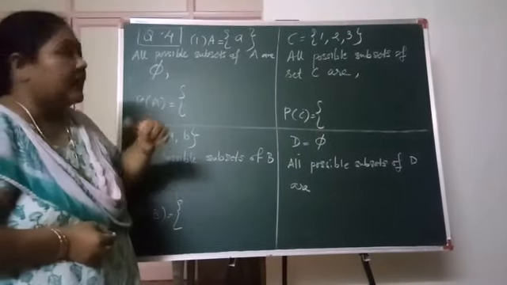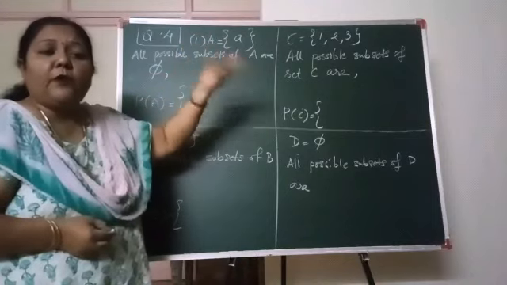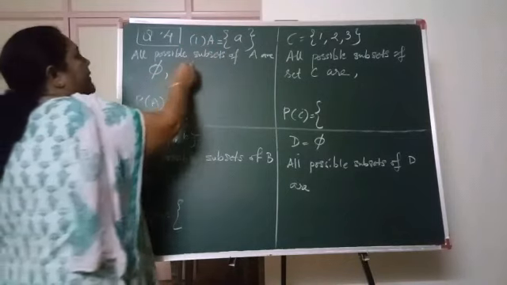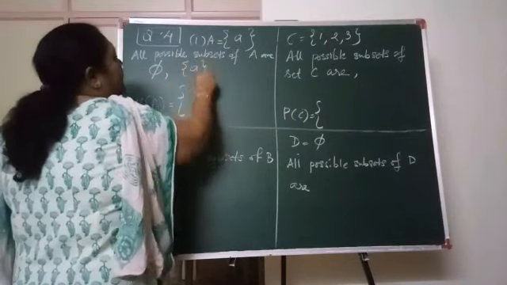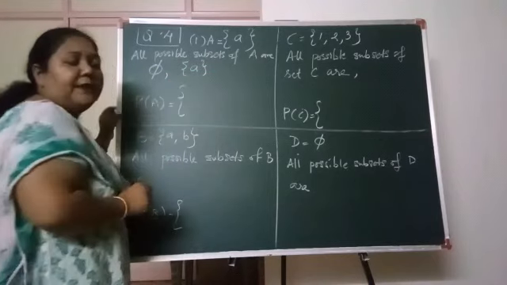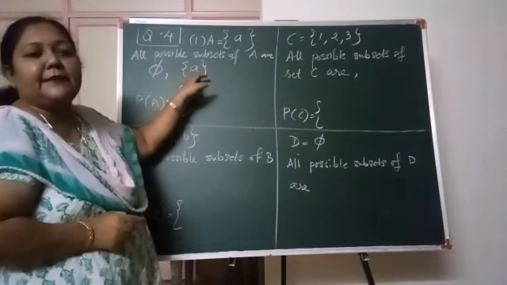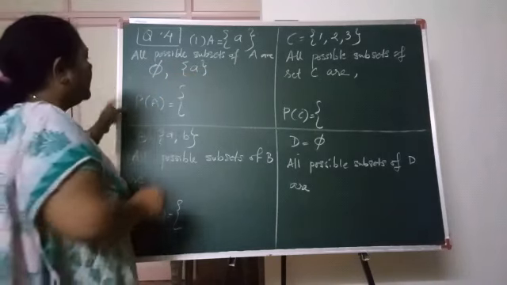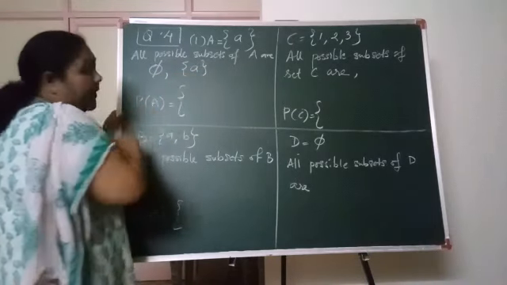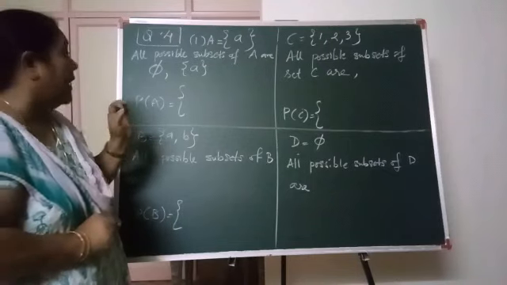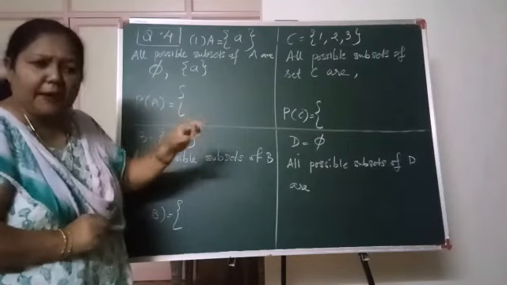Now next, there is only one member, so what could be the other subset? The other subset could be the same set. So how many subsets does it have? One empty set and one singleton set A. So P of A, P of A means power set of A.